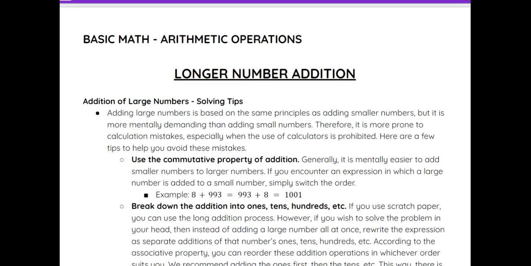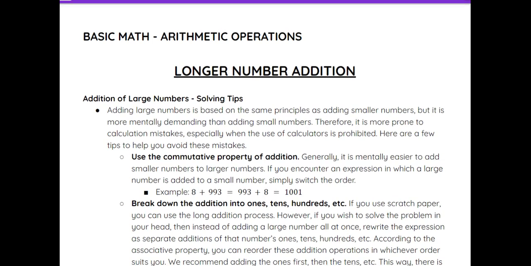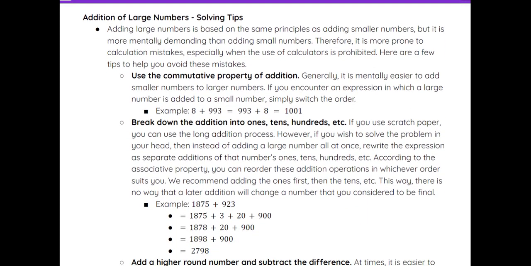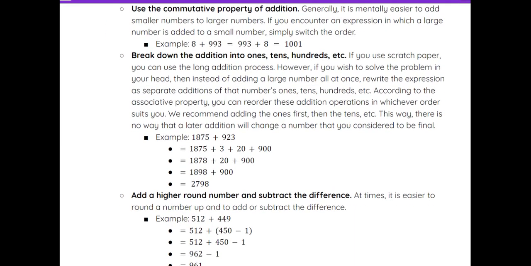So first, we have addition of larger numbers and specifically solving tips that might help us do that. Adding larger numbers is based on the same principles that we use with smaller numbers, but it's just a little bit harder sometimes mentally than adding smaller numbers. So it is often prone to more mistakes when you're trying to do it in your head, especially if you aren't able to use a calculator. So there are some tips that can help you with avoiding those mistakes.